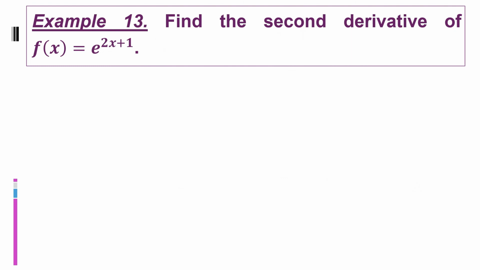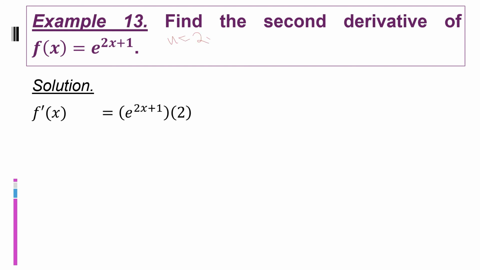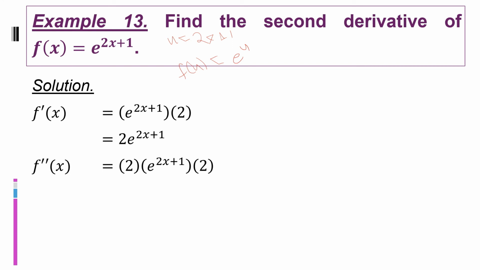Example number 13. Find the second derivative of f of x equals e raised to 2x plus 1. So, first derivative is, okay, by chain rule, e raised to 2x plus 1 times 2. Because our u here is 2x plus 1. Our f of u is e raised to u. So, that is equal to 2 times e raised to 2x plus 1. Second derivative, we have 2 times the derivative of this, which is e raised to 2x plus 1 times 2, or that is 4 times e raised to 2x plus 1.